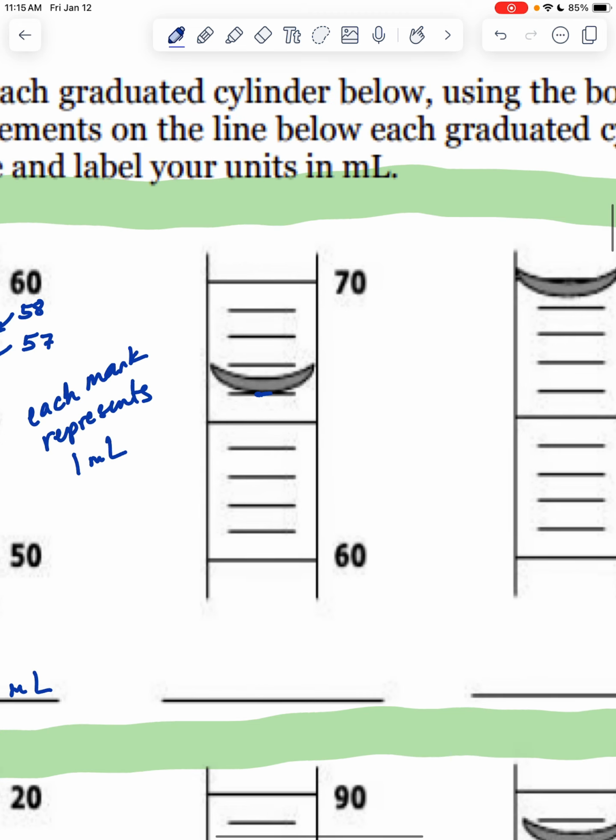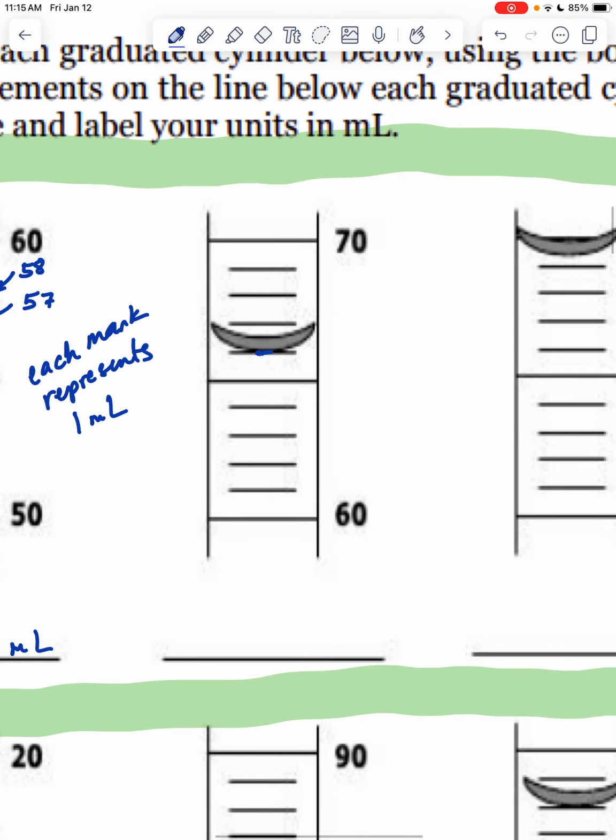We see that each mark represents 1 milliliter again. So then we can say, all right, I have a number at this line of 66 milliliters. And that means that if it's on the line, my estimate is 0. And there we go, that's our measurement.